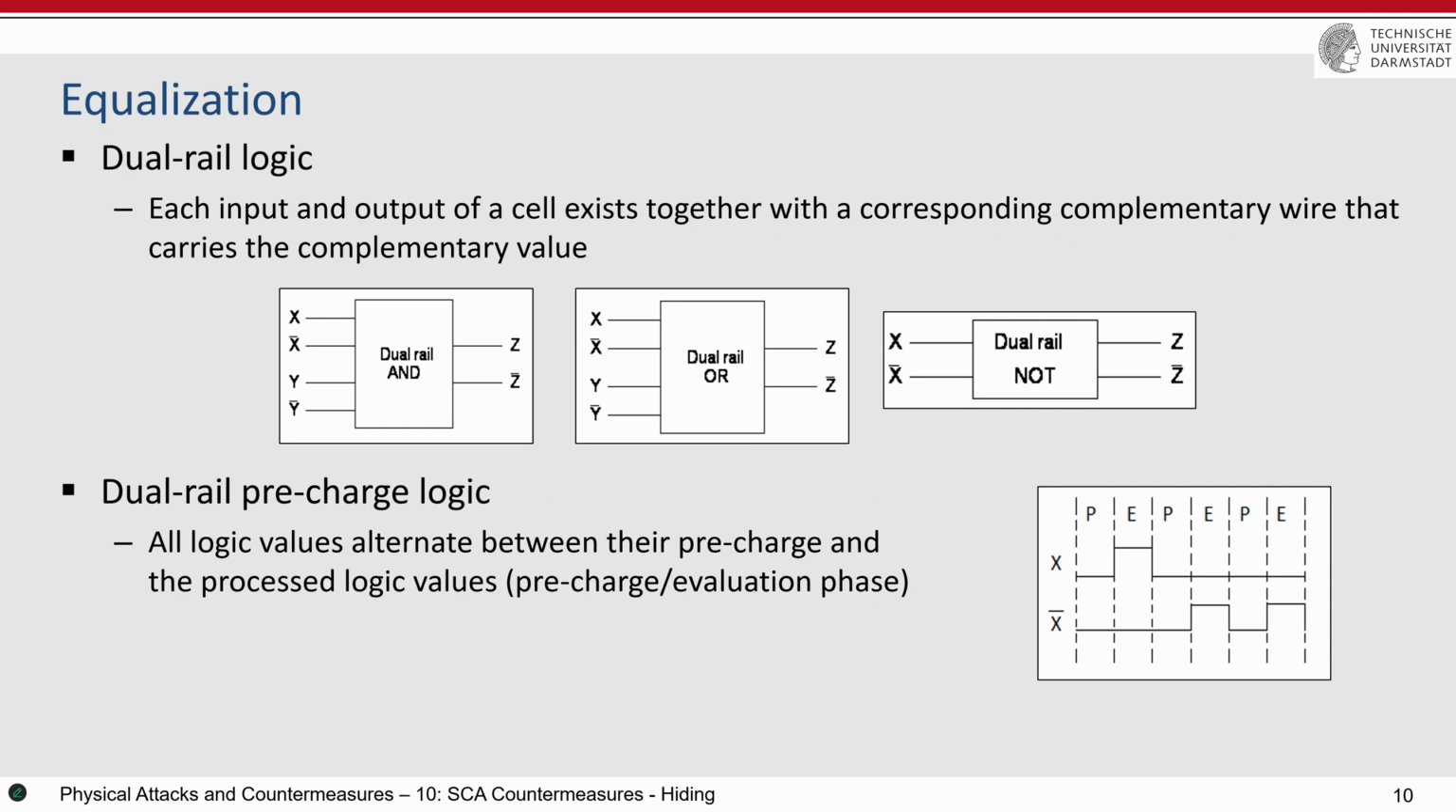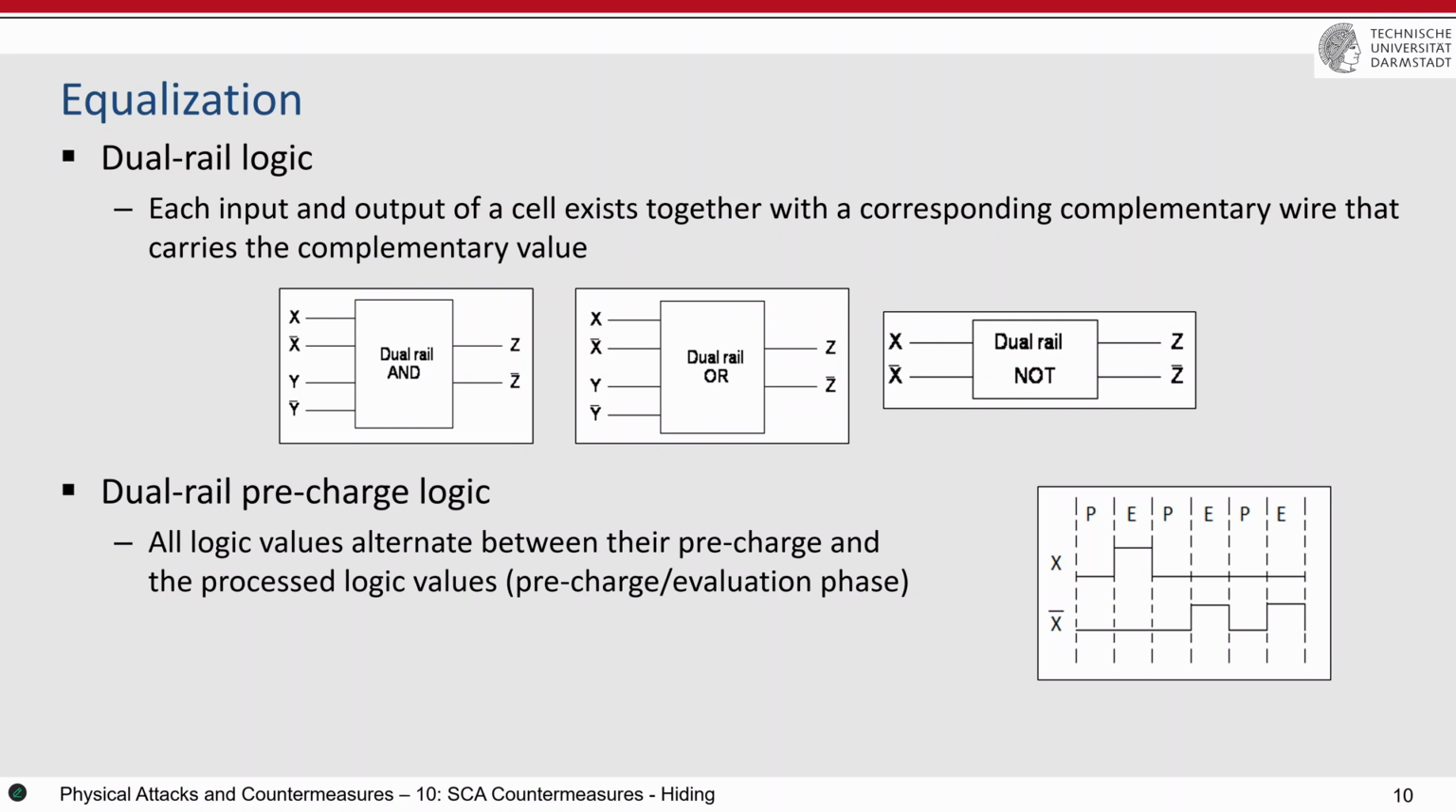Then this guarantees that you have the same number of toggles in your implementation. Because from precharge to evaluation, only one of them changes. From evaluation to precharge, again, only one of them changes. Look at here again, precharge to evaluation, only this guy changes. From evaluation to precharge, only this guy changes. Only one toggle per signal per evaluation-to-precharge or precharge-to-evaluation phase.